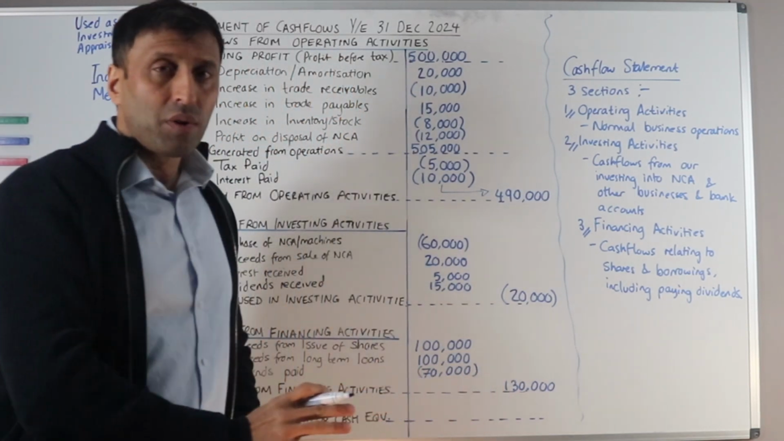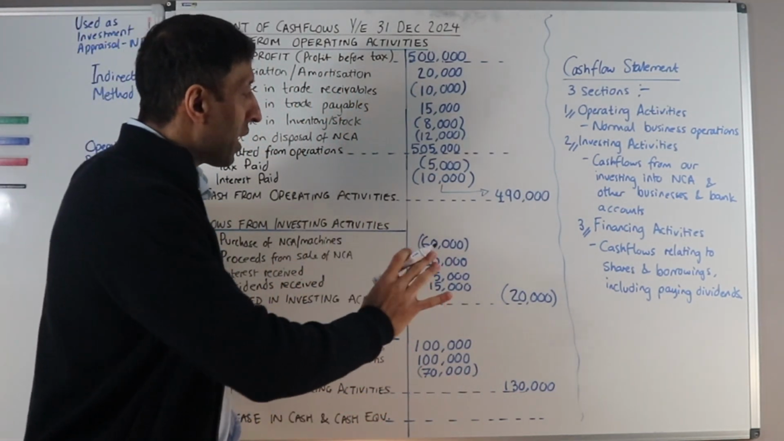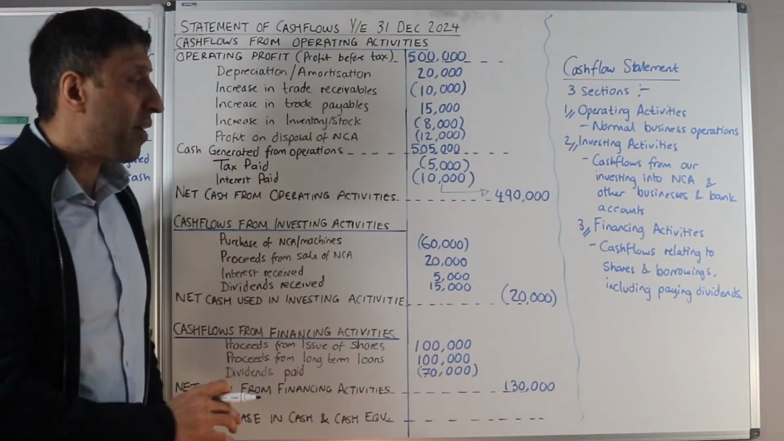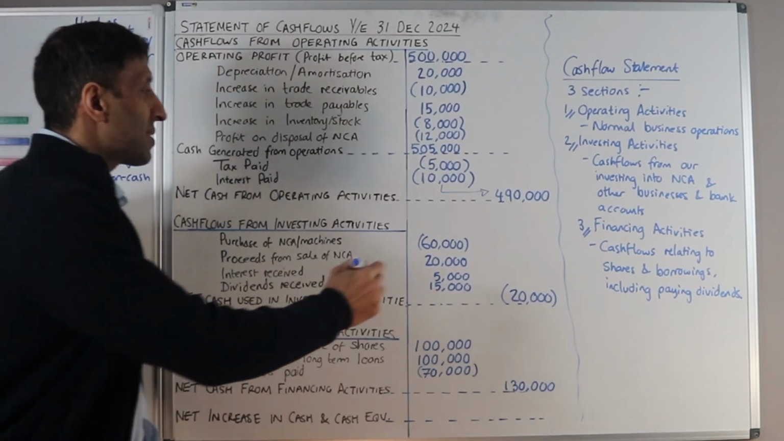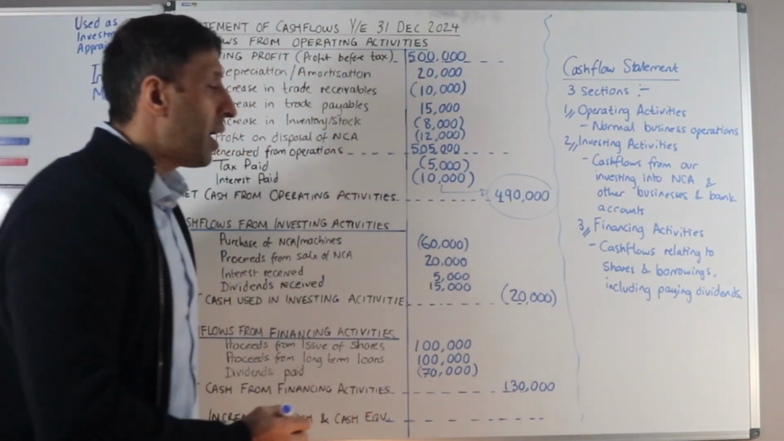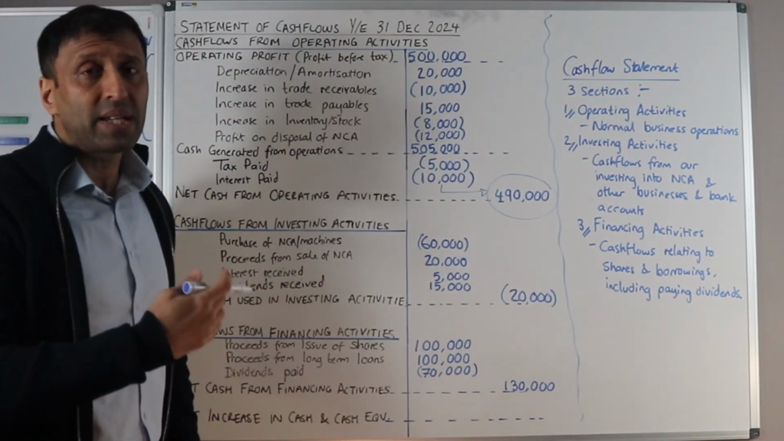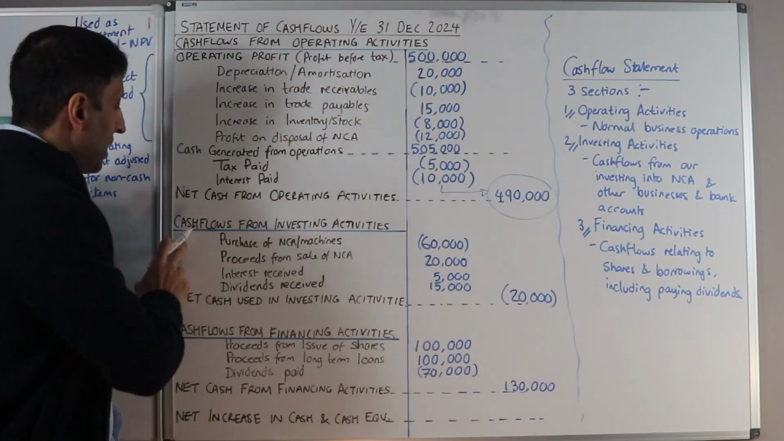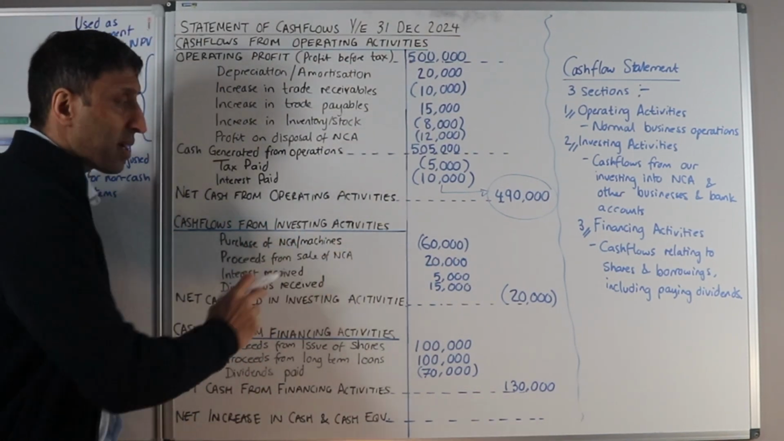Now this is the net cash from the operating activities section, and we put that on the right hand side. So we put the totals of each section on the right hand side and the workings on the left hand side. Okay, so that's our summary of what's happened in terms of cash flows from operating activities in our business. The next section is cash flows from investing activities.